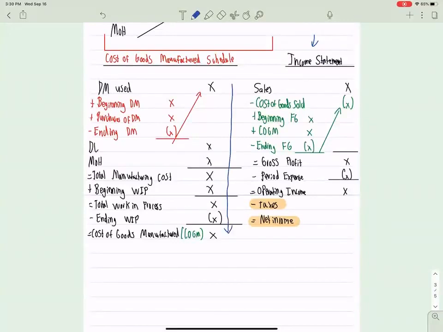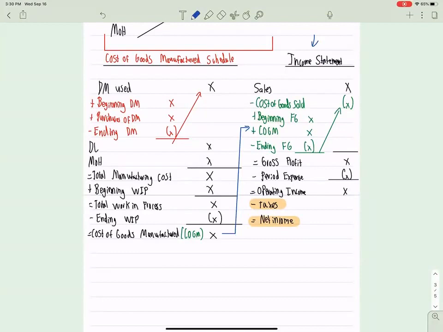The very last line here is your cost of goods manufactured schedule. So this is what I like to do. I do this little arrow because on the exam, you're going to have to do the cost of goods manufactured schedule and then plug it right up over here to find your cost of goods sold.